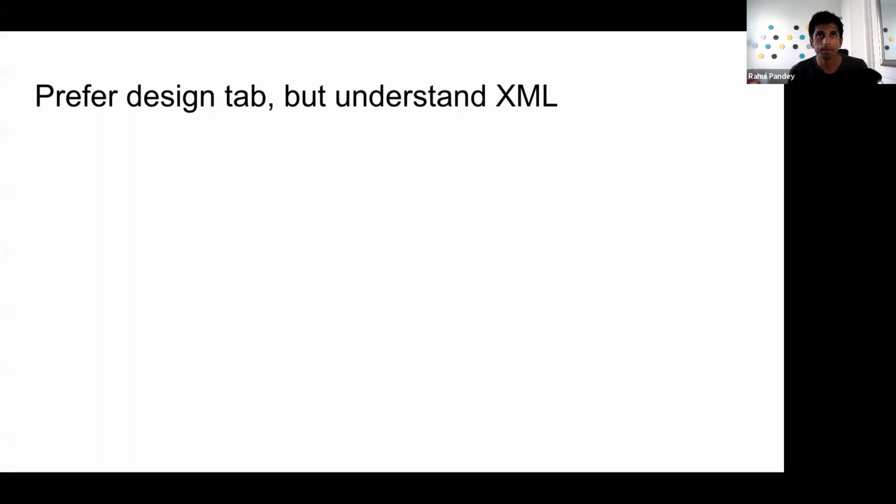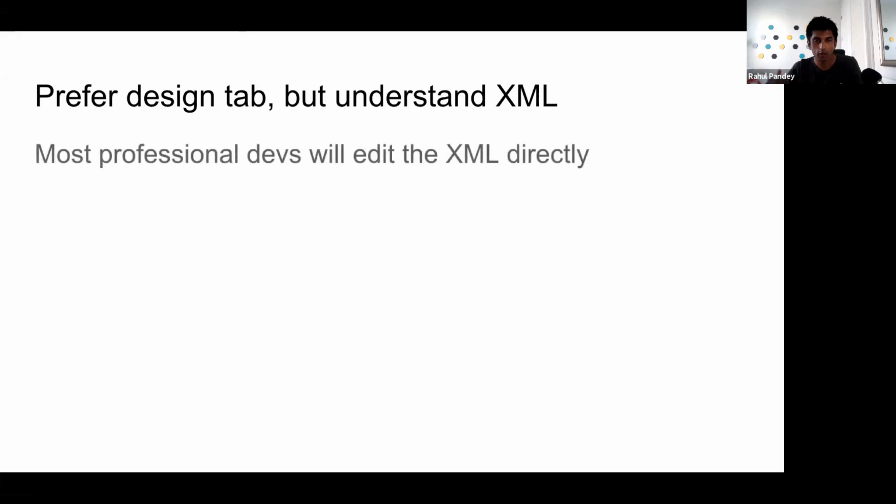All right, so there is a common question that I get, which is how do you decide when to use the design tab, which is what I just showed you, where you have that visual representation, or when should I use the XML tab? So here's what I recommend to students: you should probably prefer to modify things and update attributes in the design tab, but you should understand the XML. You should understand graphically the one-to-one correspondence between the things in the layout and the XML. And if you go out into industry, what you'll find is that most professional developers will edit the XML directly.